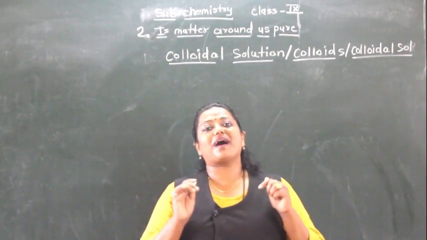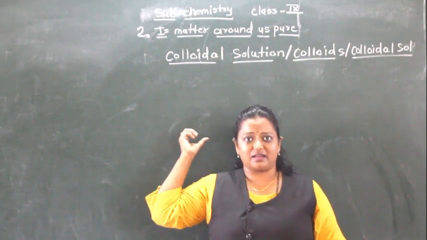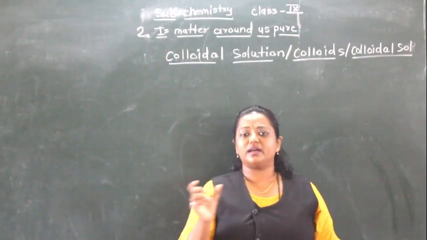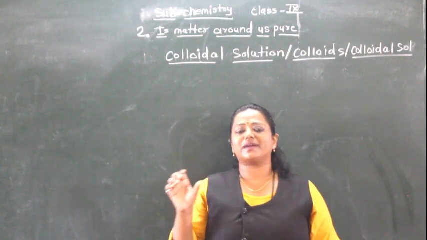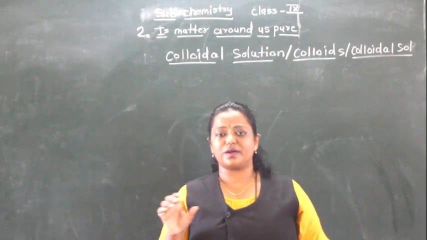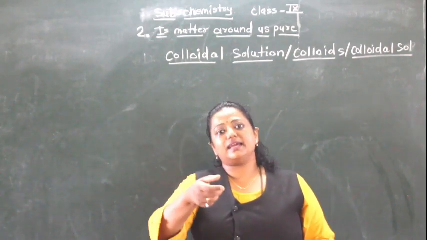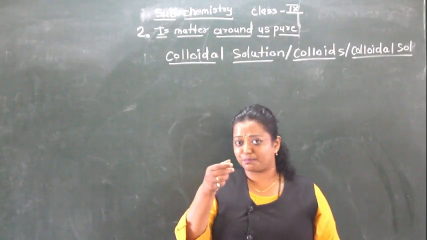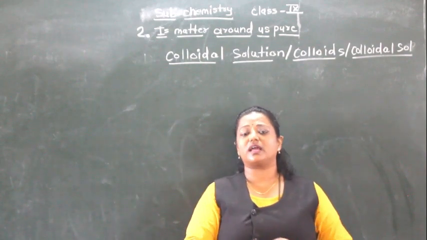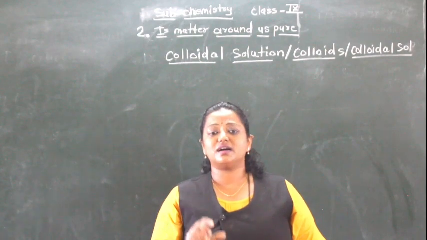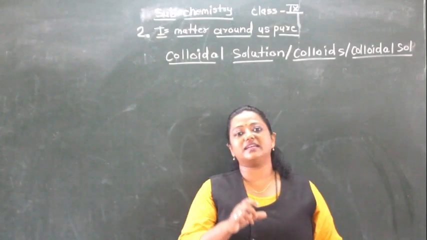But can these particles be seen? This range of particle size, 1 nanometer to 100 nanometer, cannot be seen by the naked eye. If you want to observe the size of the particle, we have to take the assistance of a microscope. Under the microscope, if we take some colloidal solution, then we will be able to see the particles. So what is the first point related to the colloidal solution? That colloidal solution is a heterogeneous mixture. It seems to be homogeneous, but it is heterogeneous.